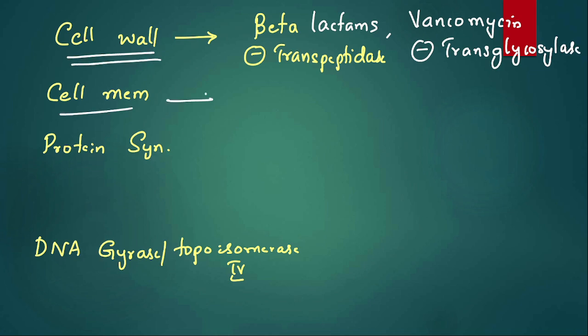Coming to cell membrane, the drugs which act on that are polymyxins. We have polymyxin B, polymyxin E. Polymyxin E is also called colistin. And one more drug, daptomycin.